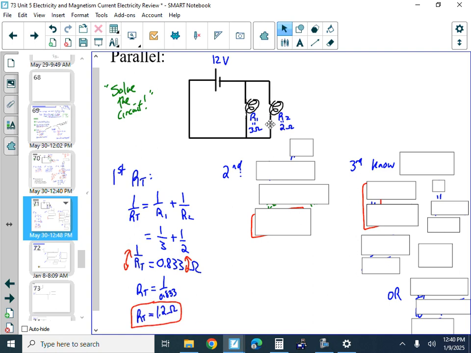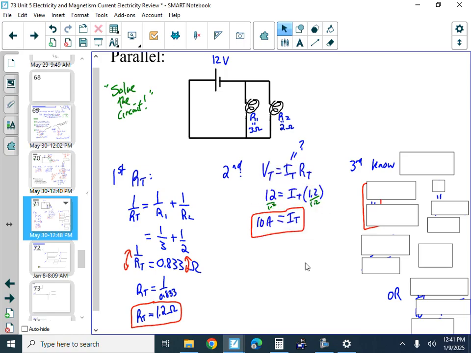Less than any of the individual ones, because adding another resistance, say we had the 2 ohm to start out with, the only path to go through is the 2. If we add this extra path in, that makes it easier for electrons to go through the circuit. There's an extra path for them to follow, rather than just having to wait their turn to go through the one path.